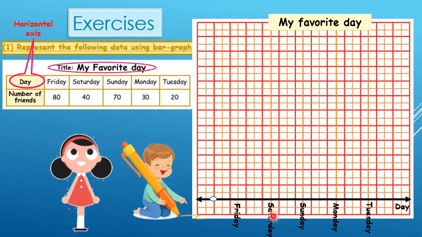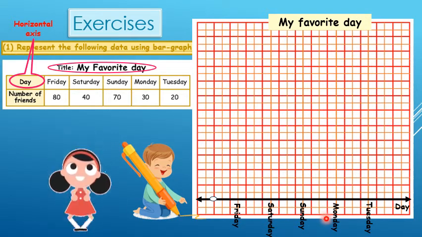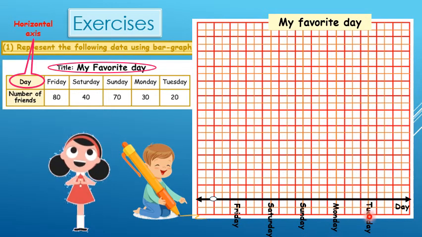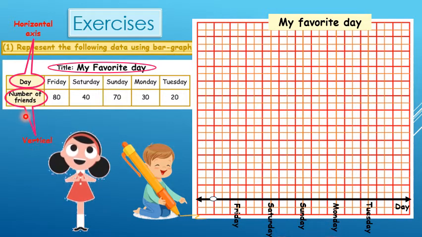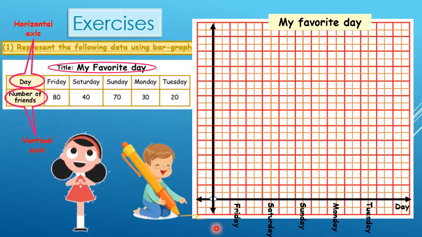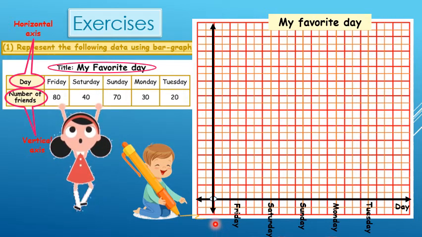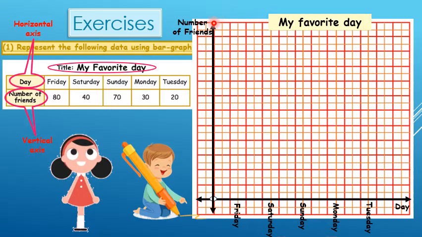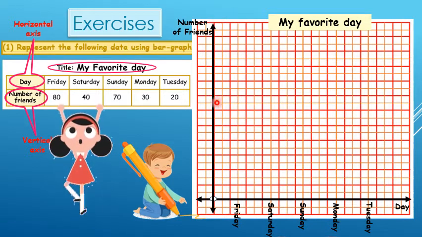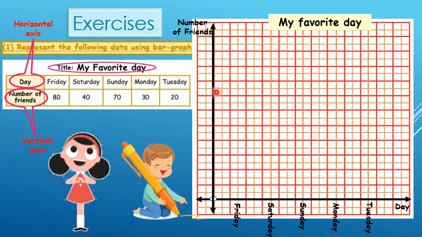Friday, make a space, Saturday, make a space, Sunday, make a space, Monday, make a space, and Tuesday. On our vertical axis, we have number of friends. Then we will use my ruler and my pencil to draw this axis, which is called number of friends. Now, let's label this axis.